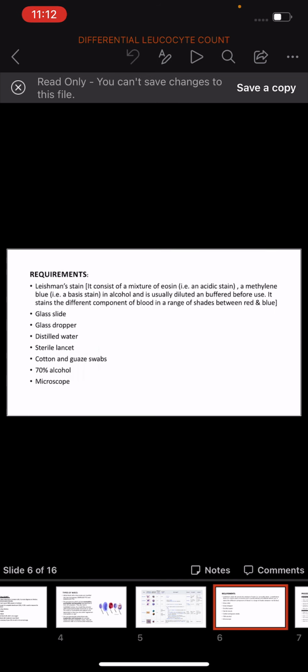And then we are going to another slide, which is requirements. Leishman's stain consists of a mixture of eosin, which is an acidic stain, and methylene blue, which is a basic stain, in alcohol, and is usually diluted and buffered before use. It stains the different components of blood in a range of shades between red and blue. Requirements: glass slide and glass dropper, distilled water, sterile lancet, cotton and gauze swabs, 70% alcohol, microscope.